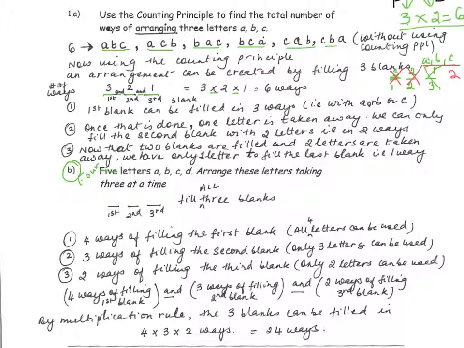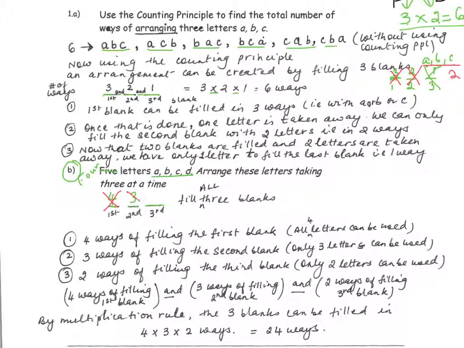So again, we have a task of filling 3 blanks. We start off with a full set of 4 letters. The number of ways of filling the first blank is 4. Once that is done, one letter is taken. So now we have 4 minus 1, which is equal to 3 letters left, and we fill the second blank with any one of the 3 letters. This can be done in 3 ways.